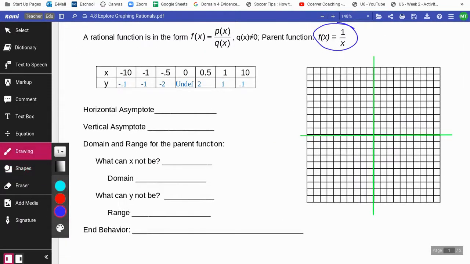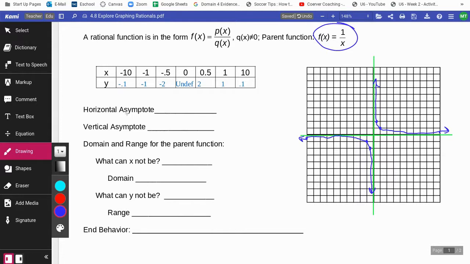Okay, so now I'm going to graph a few points. So I know that I have a point at 0.5 and 2, at 1, 1, and then about 10 and 0.1. So this part of the graph kind of looks like that. Okay, and then I have a point at -0.5, -2, -1, -1, and -10, -0.1. Sorry, a little hard to draw on my computer. But that's what my graph looks like. So this is the parent function of a rational equation.